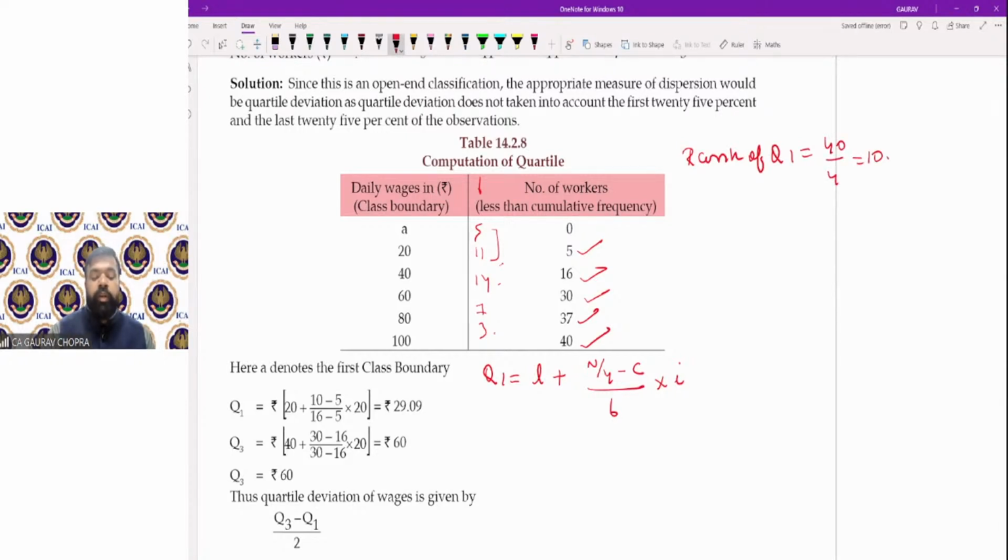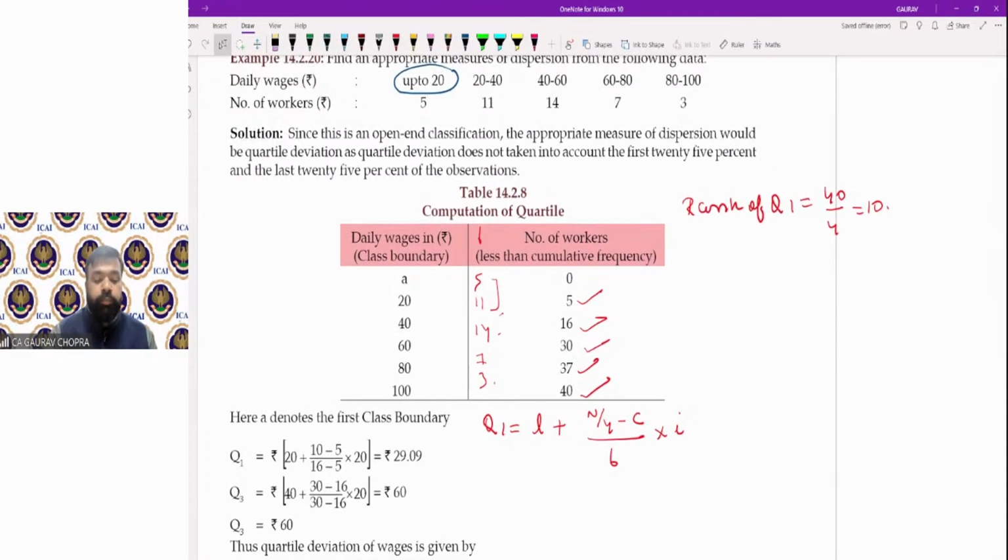सो 10 विल बी कवर्ड इन विच इंटरवल, 10 कौन से इंटरवल में आ जाएगा आपका, 10 विल कवर इन 20 to 40. 10 आपका फर्स्ट में ओनली अप टू 5 ऑब्जर्वेशन है, देन 16, 30, 37 and then 40. So 10 will be covered in the class interval of 20 to 40. So therefore lower limit is 20, rank is 10 minus C upon frequency. Frequency is how much, 5, and yes C को भी कितना लिखना है, 5.